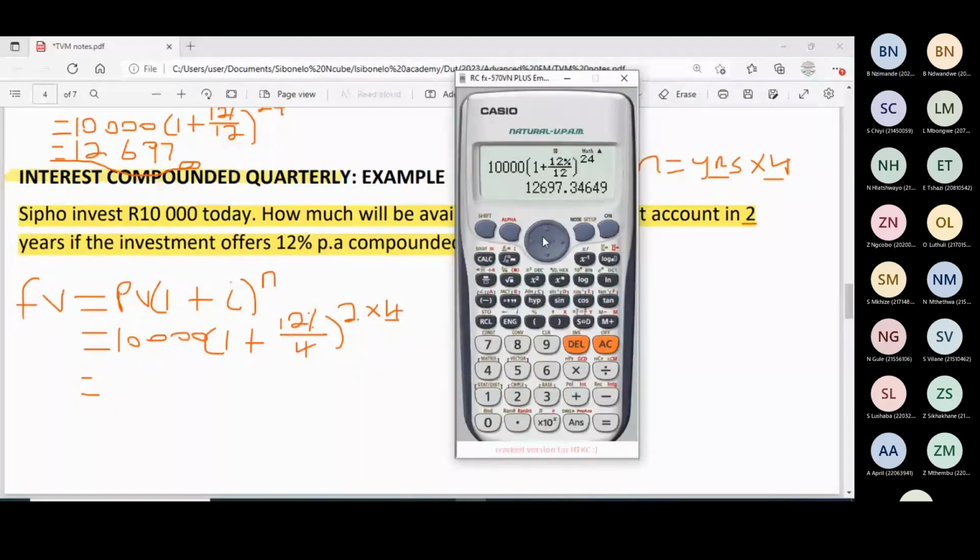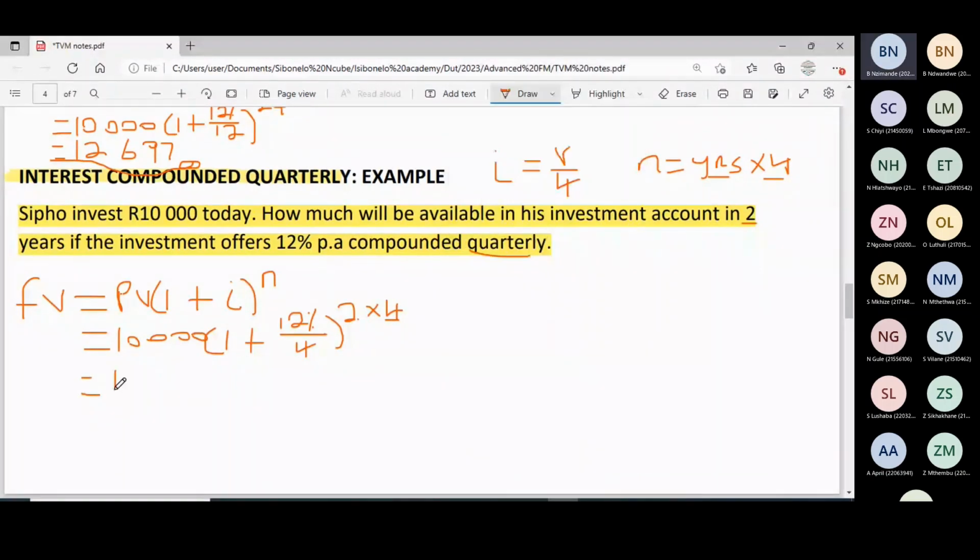So 10,000 times (1 plus the fraction 12% over 4), close the bracket, exponent 2 times 4, that is 8. If the interest is compounded quarterly, at the end of year 2 he will have 12,668 in his account, when you round to the nearest whole number. So 12,668.